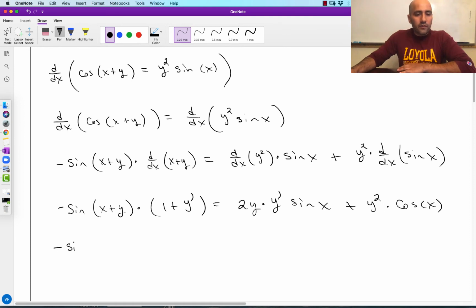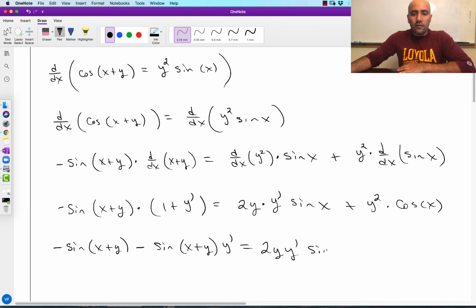So negative sine x plus y minus sine x plus y, y prime, equals 2y, y prime, sine x plus y squared cosine of x. Good. So now I'm just going to move this term because it has a y prime to the left-hand side, and this term to the right-hand side.